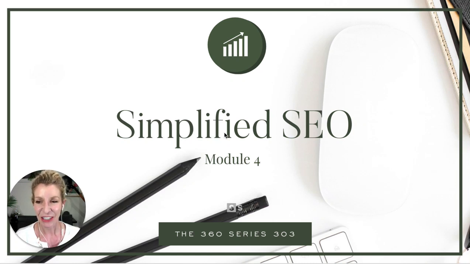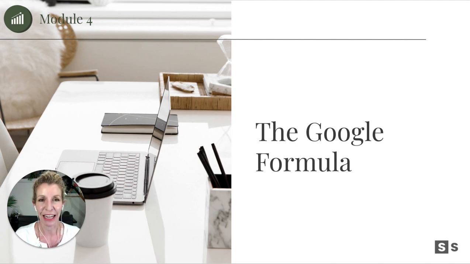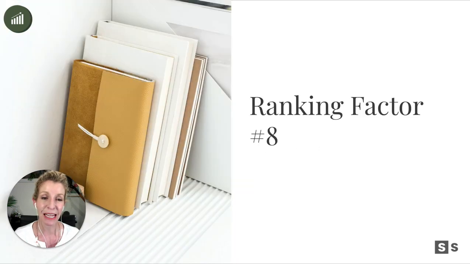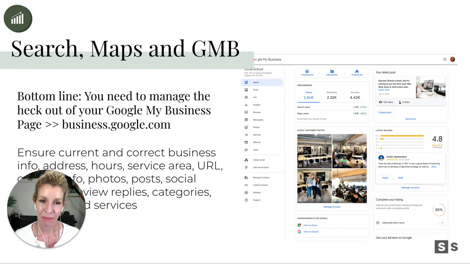Here we go. Module 4 of Simplified SEO, the Google formula. We've broached on a few of Google's free tools and a whole lot on what Google wants from us with our websites. So we're going to call this ranking factor number 8 and sum it all up.